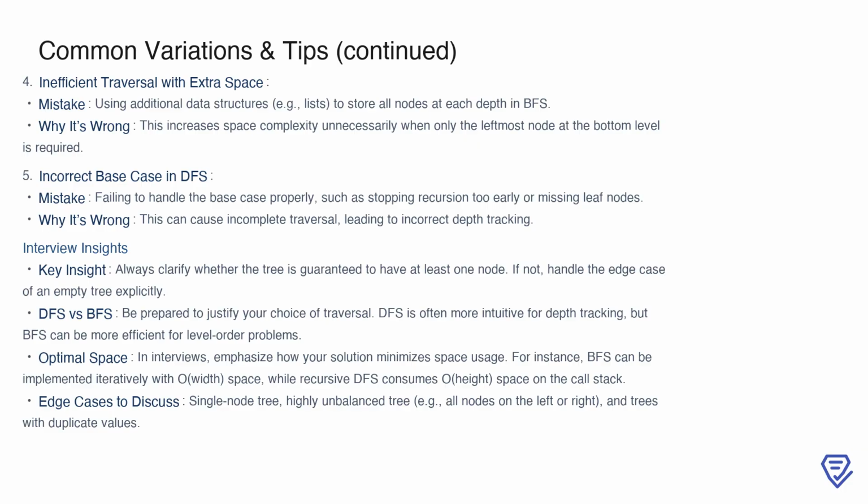From an interview perspective, it's essential to clarify assumptions, like whether the tree is guaranteed to have at least one node. If not, explicitly handle the edge case of an empty tree. Also, be ready to explain why you chose DFS or BFS. DFS is often preferred for depth tracking due to its intuitive nature, but BFS can be more efficient for level-order traversal. Finally, interviewers appreciate solutions that optimize space usage, so emphasize how your approach minimizes it. Discussing edge cases like single-node trees, highly unbalanced trees, and trees with duplicate values can also demonstrate thoroughness.